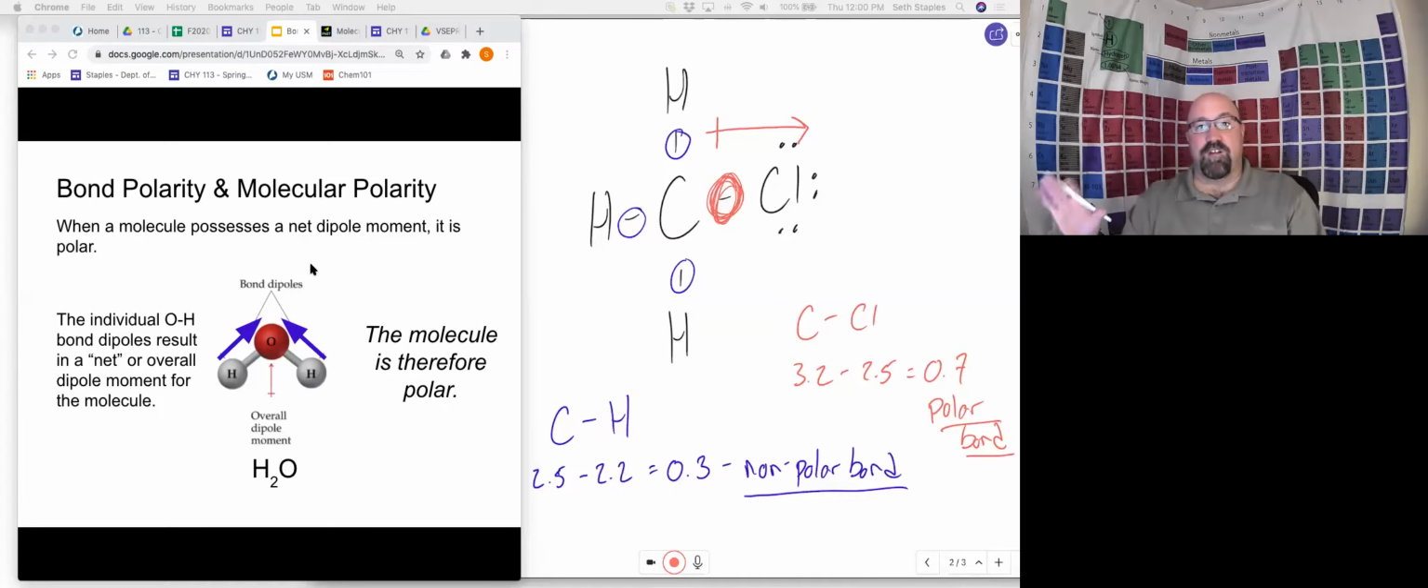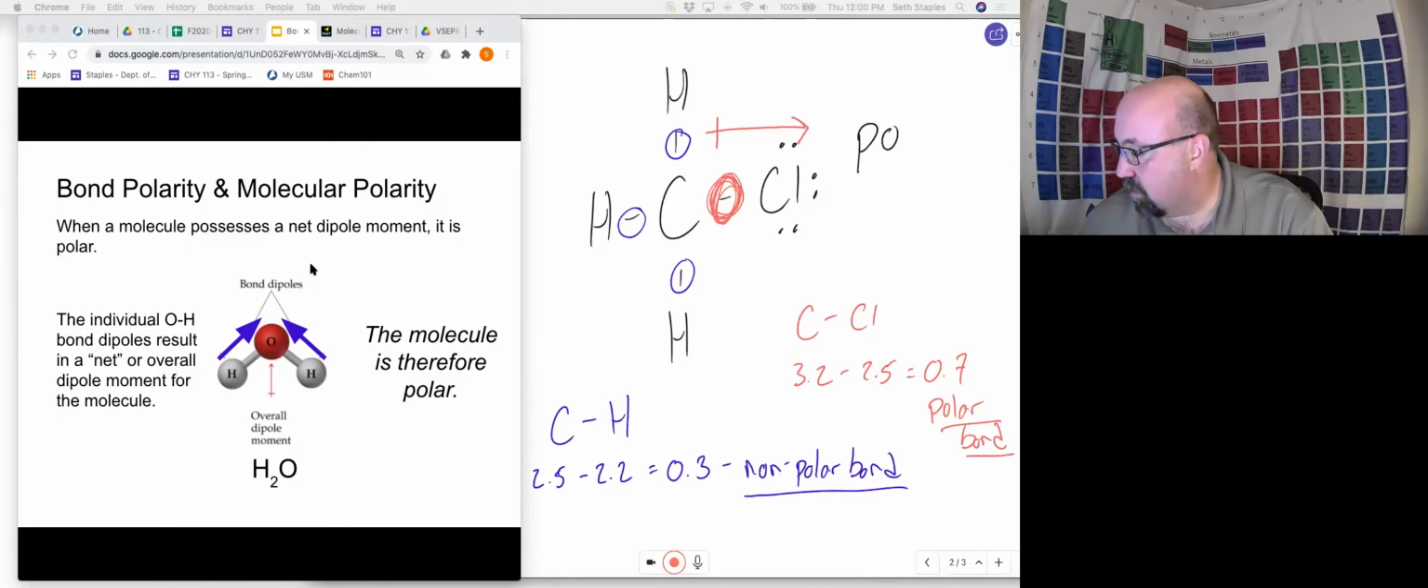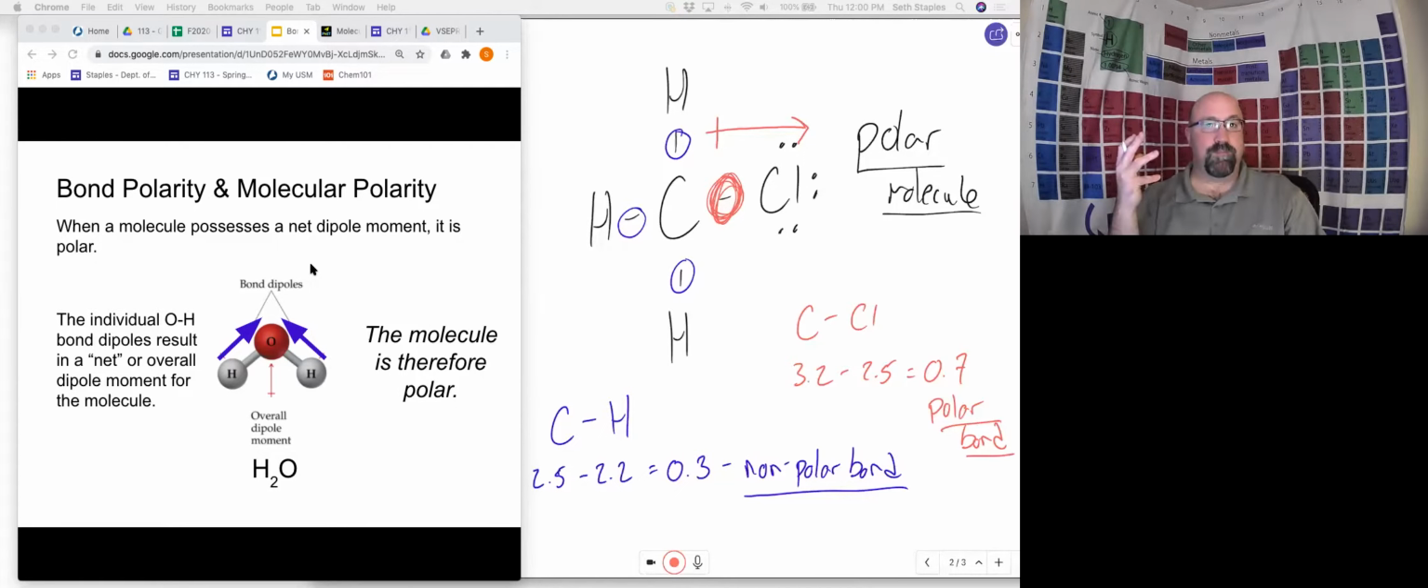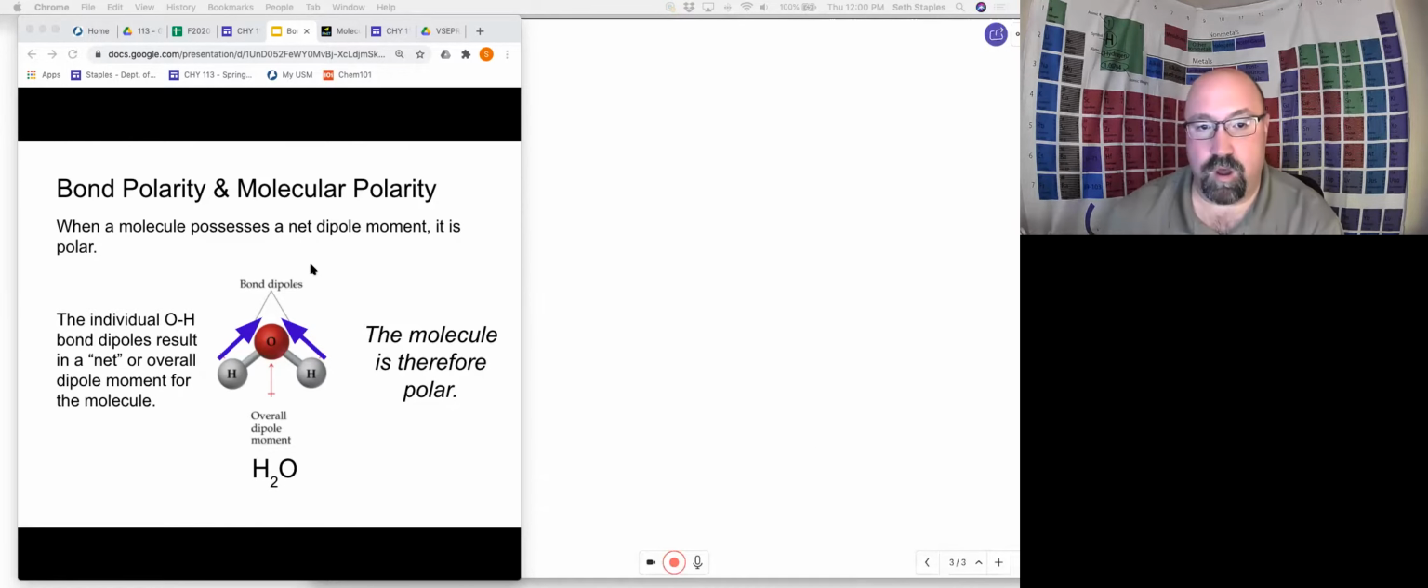So in this case here, our CH3Cl, we only have one bond dipole in there. There's nothing that would cancel that out. And so we would say that the whole molecule here is a polar molecule. There's a region in the molecule where electrons are building up a little bit more than in other regions. Let's take a look at the example of water, which is shown on your screen here as well.